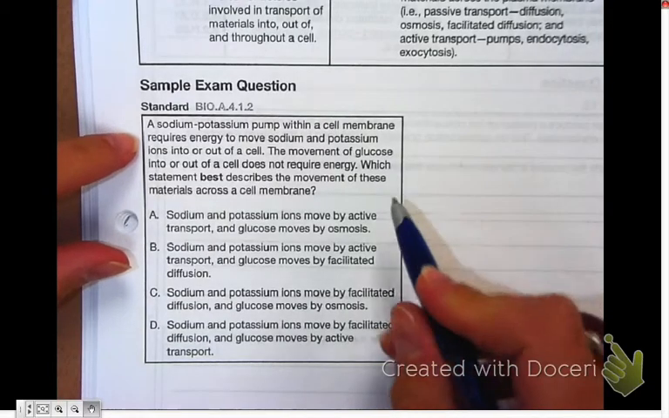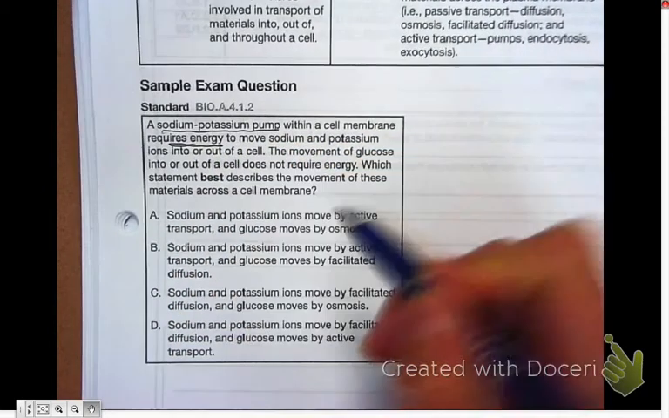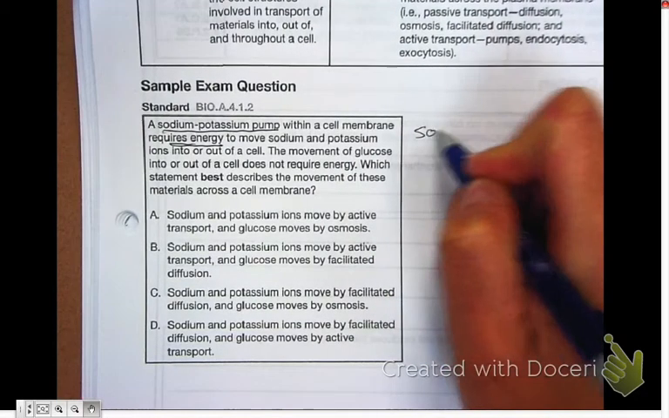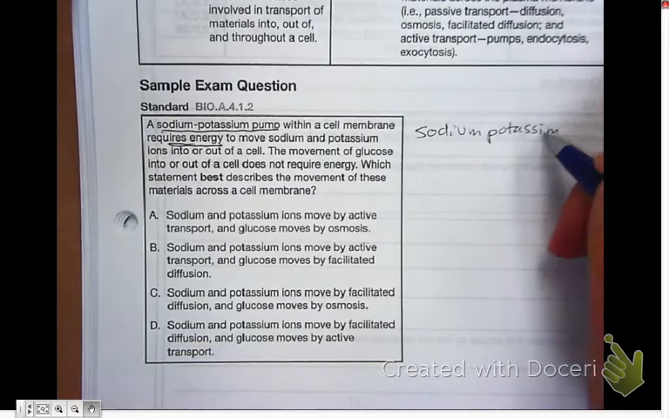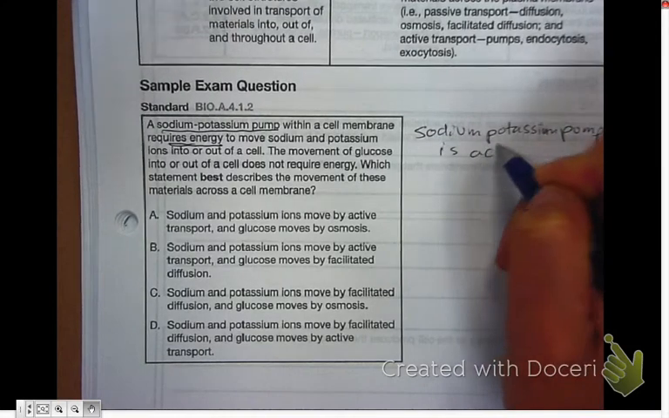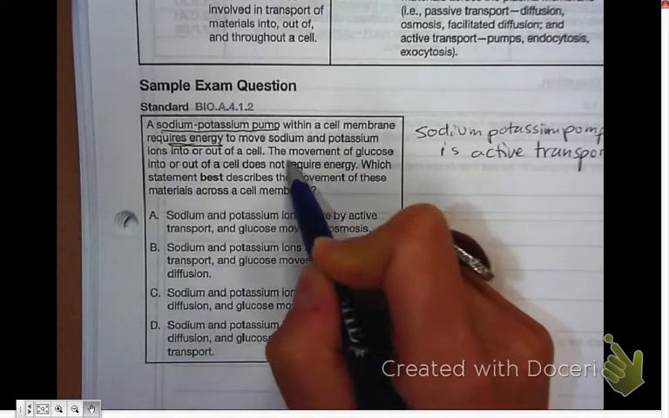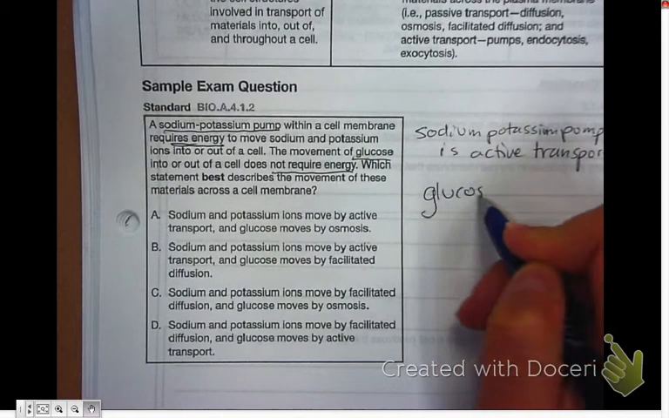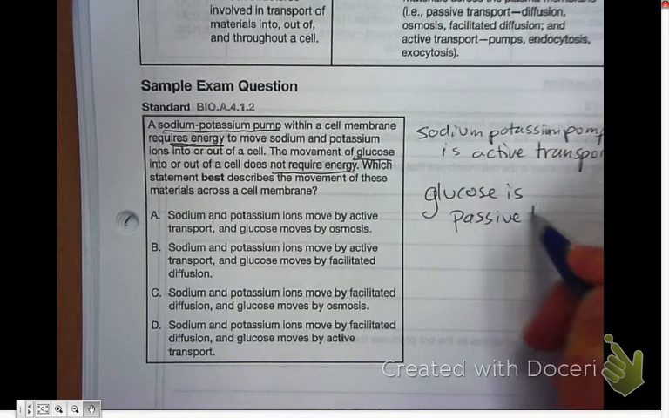A sodium-potassium pump within a cell membrane requires energy to move sodium-potassium ions into or out of a cell. So the sodium-potassium pump is active transport because it needs energy. The movement of glucose into or out of the cell does not require energy. Glucose is passive transport.